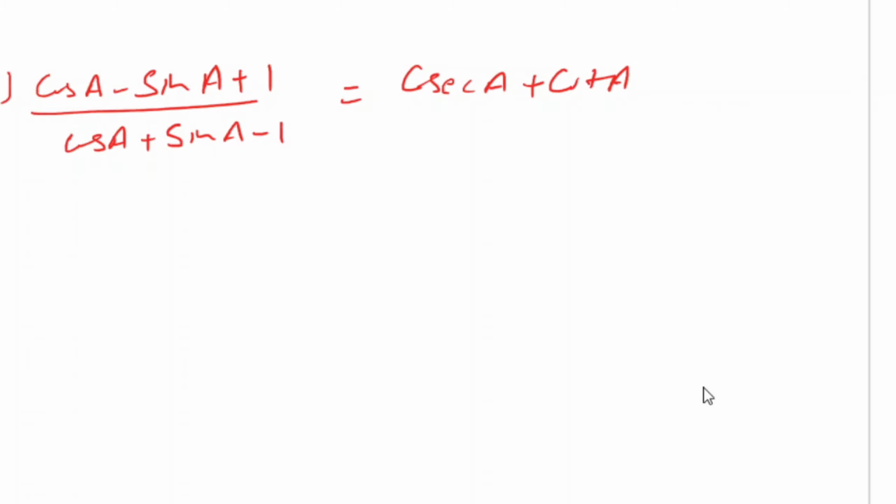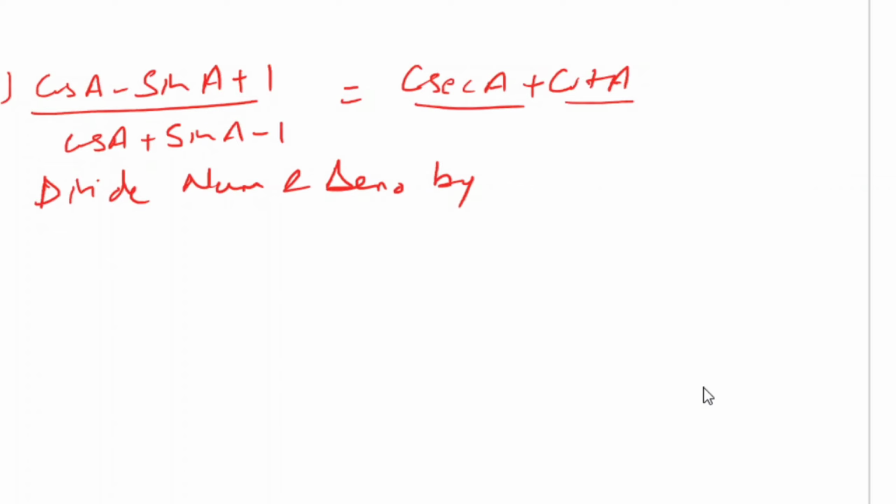Clear? So there are a number of things we have to keep in mind to solve the identity. Cosecant, and this is cotangent, whereas this is cos and sin. So the first thing is we have to bring it in the form of this expression. So what we will do, we'll divide numerator and denominator by what?